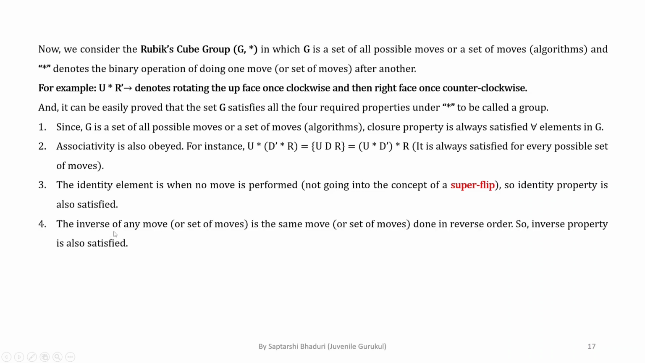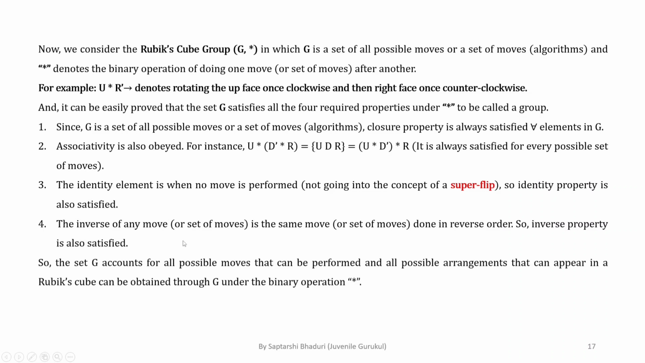Fourth property is the inverse property. The inverse of any move or set of moves is basically the same move or set of moves done in reverse order. So the inverse property is also satisfied here. Thus, our set G is a group. It is proved. So the set G accounts for all possible moves that can be performed and all possible arrangements that can appear in a Rubik's cube and can be obtained through G under the operation star.